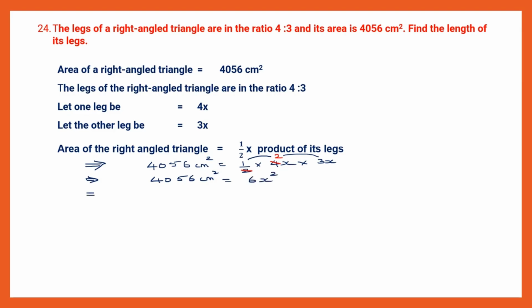So now we have to find the value of only x square. x square will be 4056 divided by 6. So first let's do this division and find out what x square is. This is equal to 676. That means x will be equal to the square root of 676.